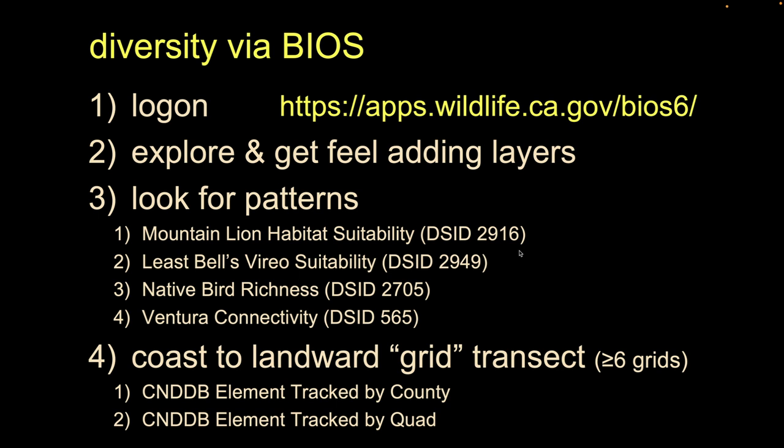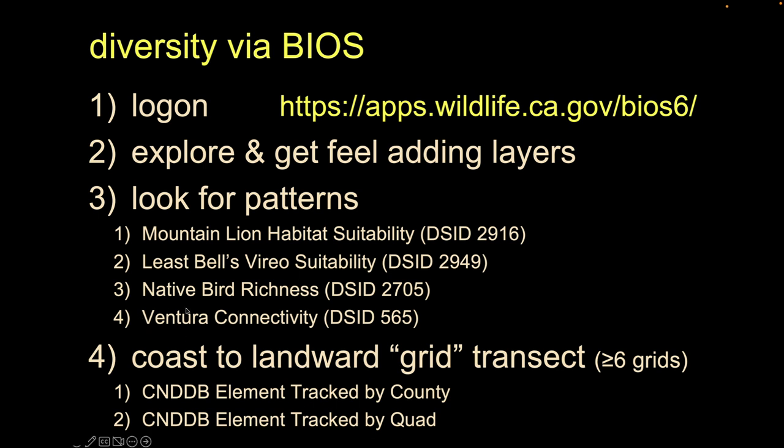Anyway, so look at least Bell's vireo suitability. These first two data layers are raster-based data layers. Remember, that's everything in the area, and every little bit gets a score. So it's either super good, in the middle, empty, missing, that kind of stuff, right? And so these are saying, given what we know about the vegetation and the landscape, is it likely that this critter might live here, or could live here? It doesn't say it does, but just potential.